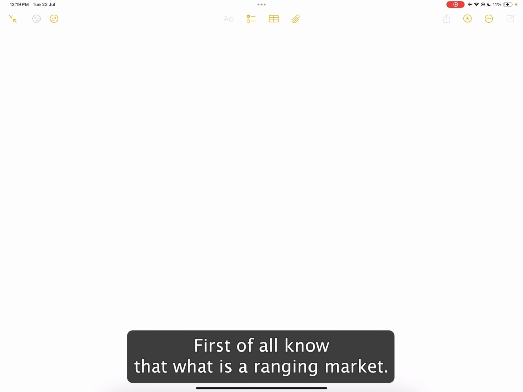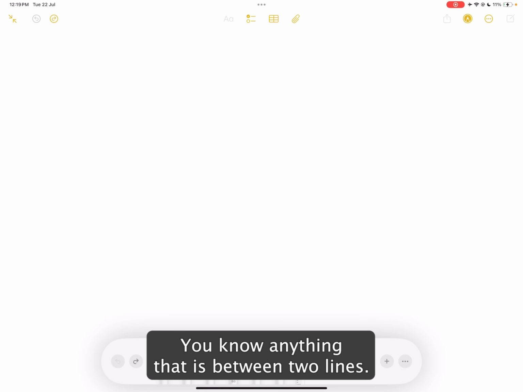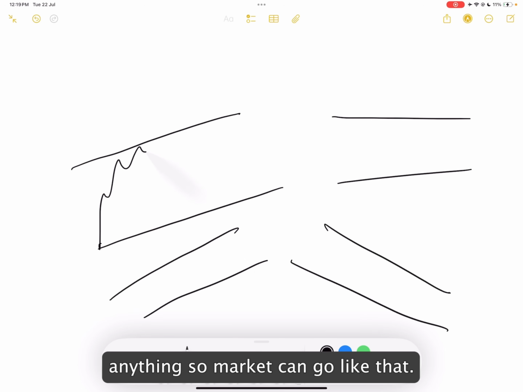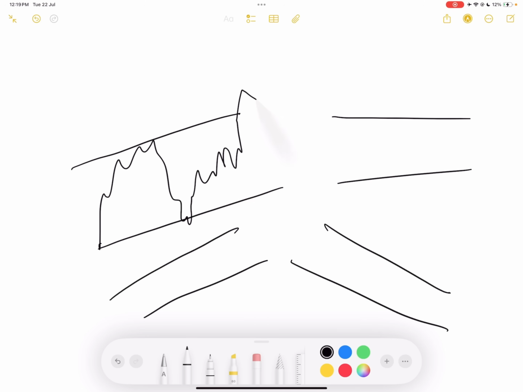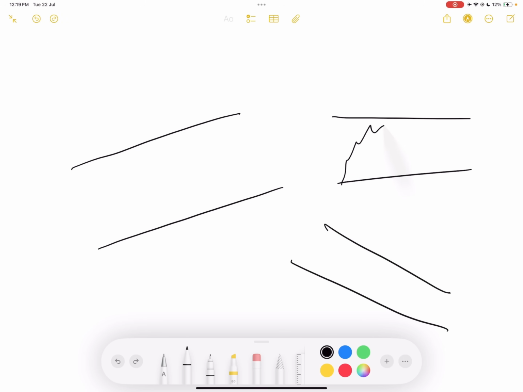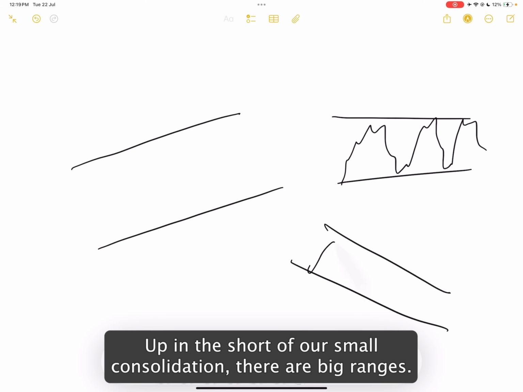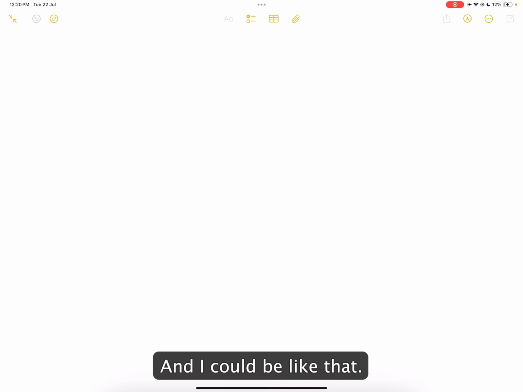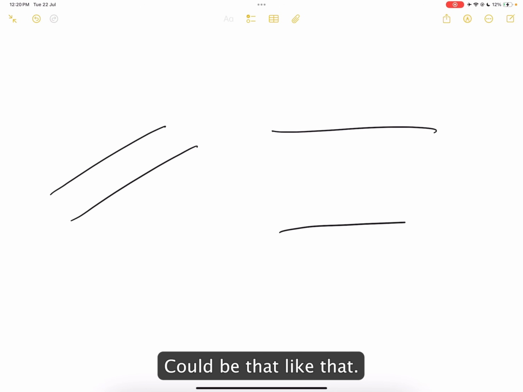First of all, know what a ranging market is. Anything that is between two lines is a range. Okay? Anything. So the market can go like that, up and down, up and down, sort of a small consolidation. There are big ranges, small ranges. It could be like that, could be like that.